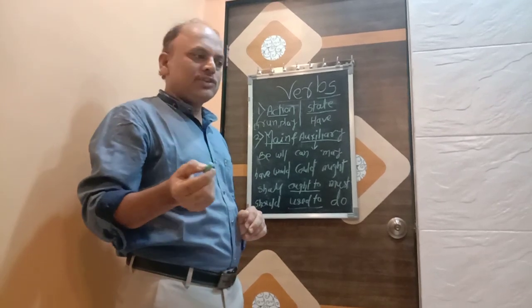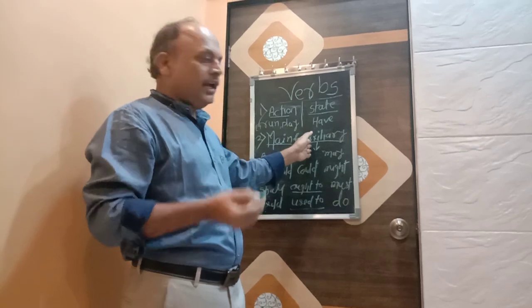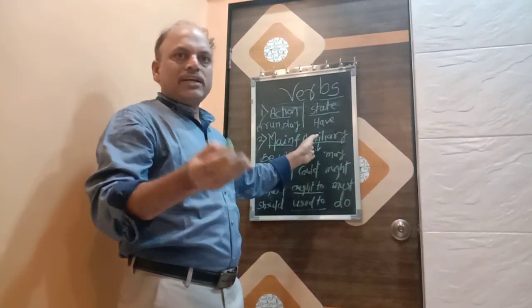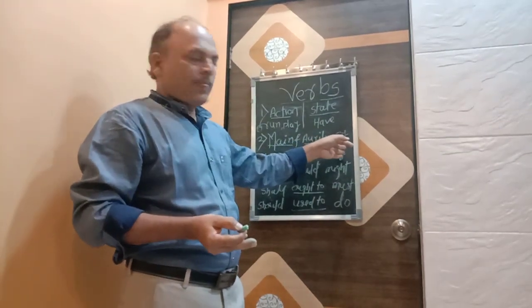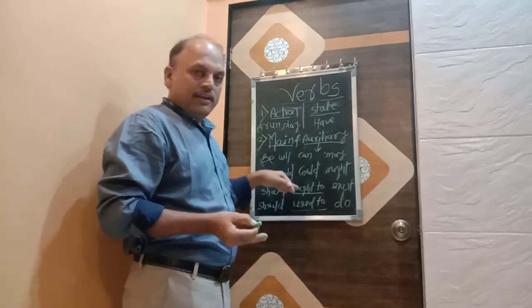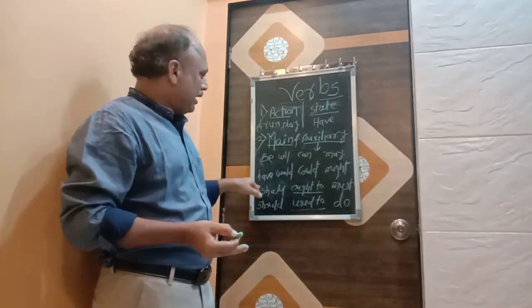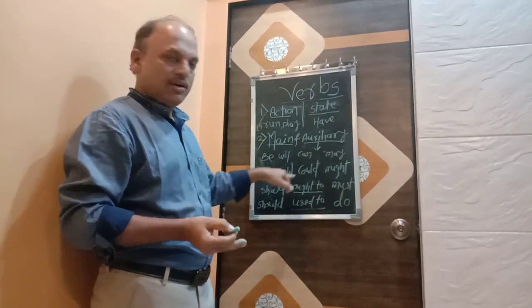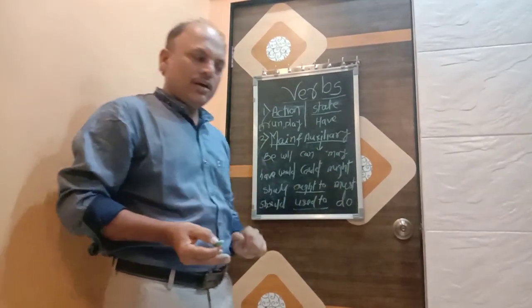Okay, then the second one, main verbs and auxiliary verbs. Auxiliary verbs are also called helping verbs. These auxiliary verbs help the main verb to perform action in a sentence. The auxiliary verbs are like be, will, can, may, have, would, could, might, shall, should, ought to, used to, must, and do. These are the 14 auxiliary verbs.